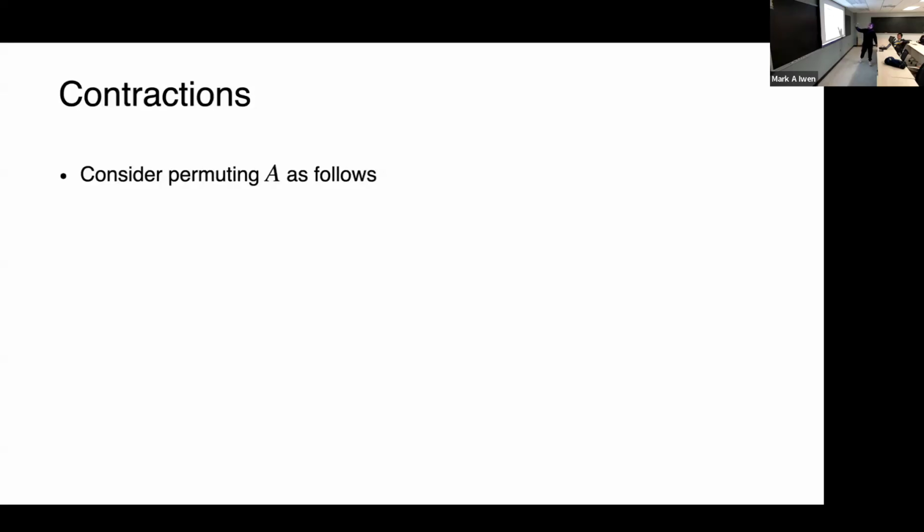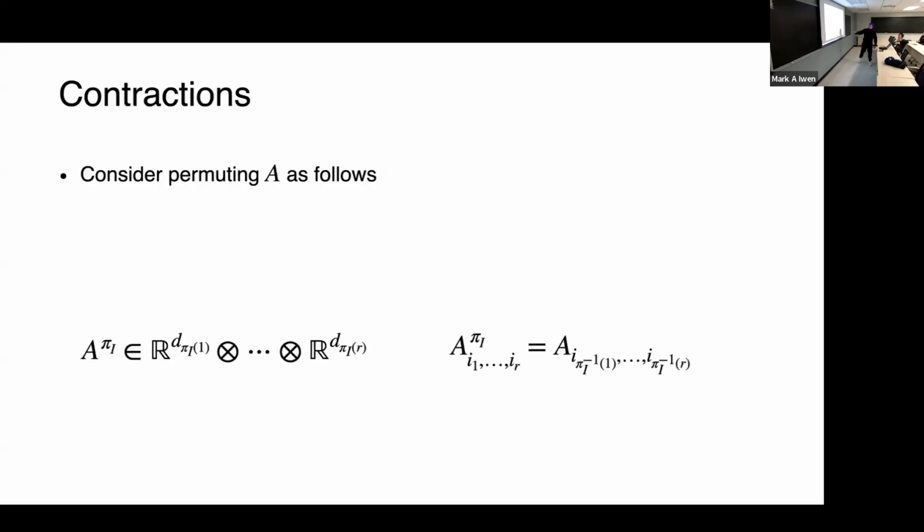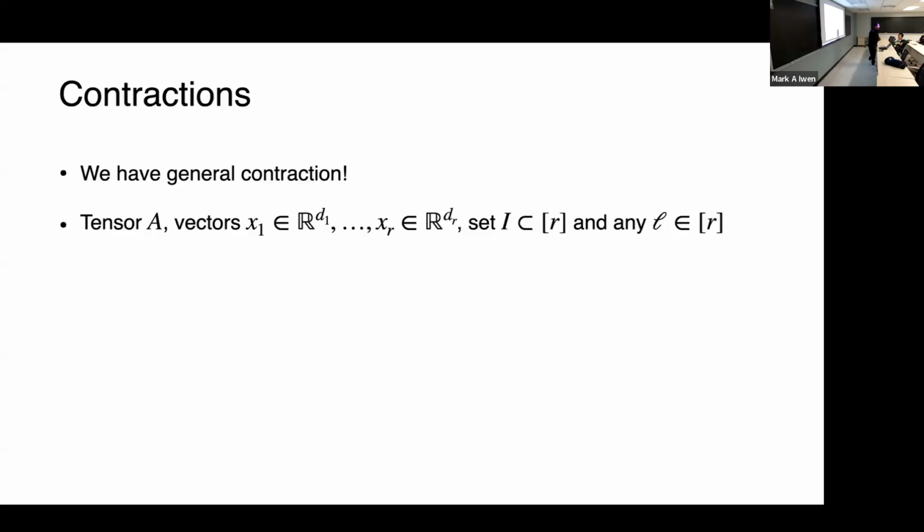We can just consider permuting A using this permutation pi I. And this gives me a new tensor that's literally a permutation of the tensor. I just shuffle up the indices somehow. And this permutation pi I is nothing but the simplest permutation that takes the indices that are arbitrarily spread out between 1 through R and brings them to the front. The reason we do this is just to notationally define a general contraction.